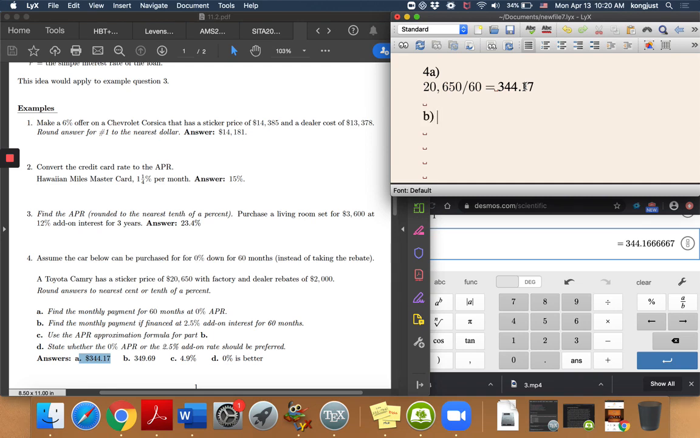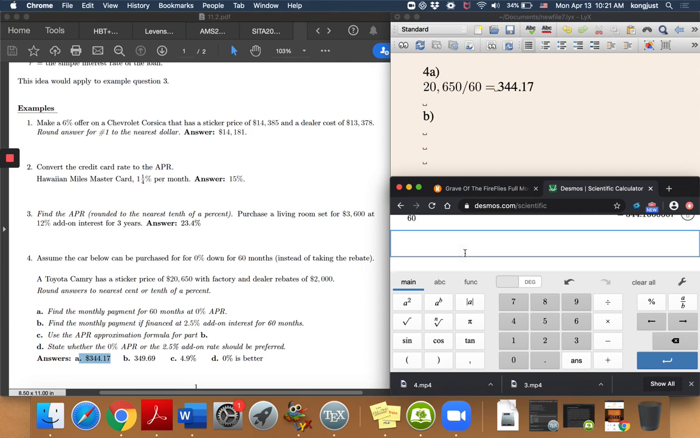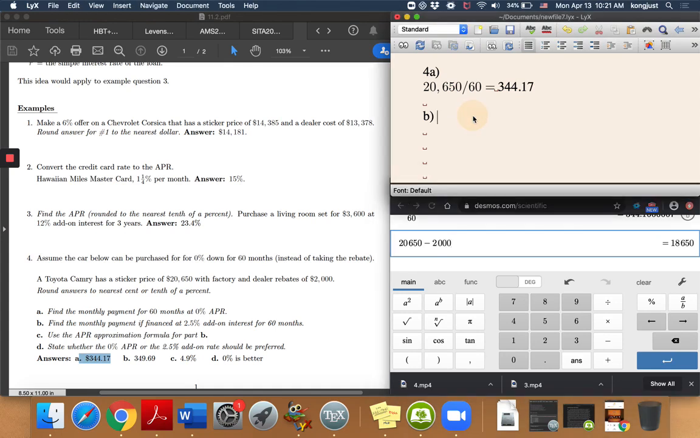Okay, part B says find the monthly payment if finance has 2.5% add-on interest for 60 months. So if you do the financing, that means you're taking the rebate. So the first thing to do is take off $2,000 basically. Taking the rebate means you're not paying the full price, you're paying $2,000 less. So first thing is 20,650 minus 2,000, which is 18,650.